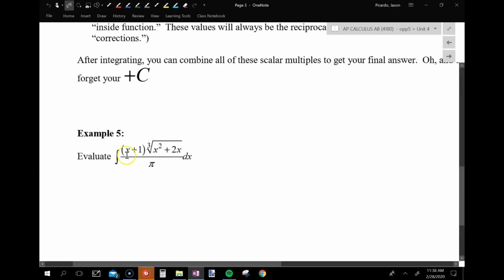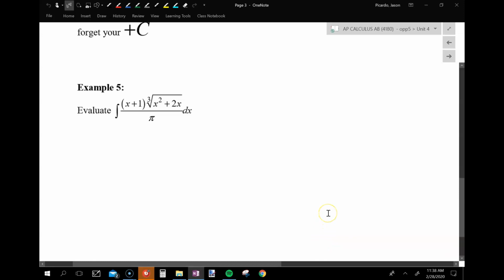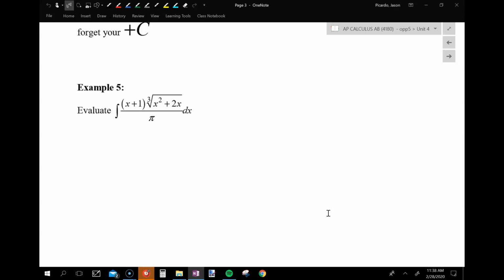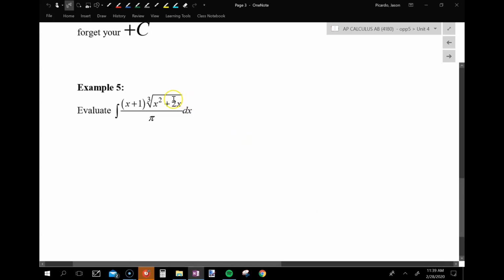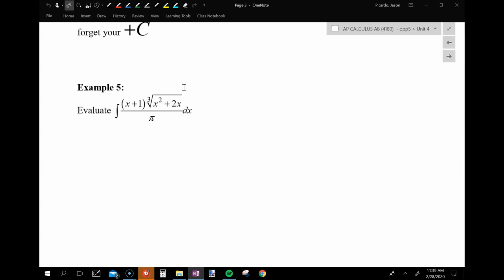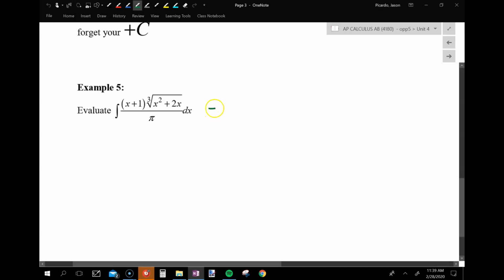If you had to guess as to what you believe you're going to make your U value, what is it going to be? Okay, so I hear a radical, the cubed root. So you think you want to take this whole thing. All right. Let me ask you this. Is there anything I can do right now to make this a simpler problem? 1/pi, right? So let's at least think along those lines.